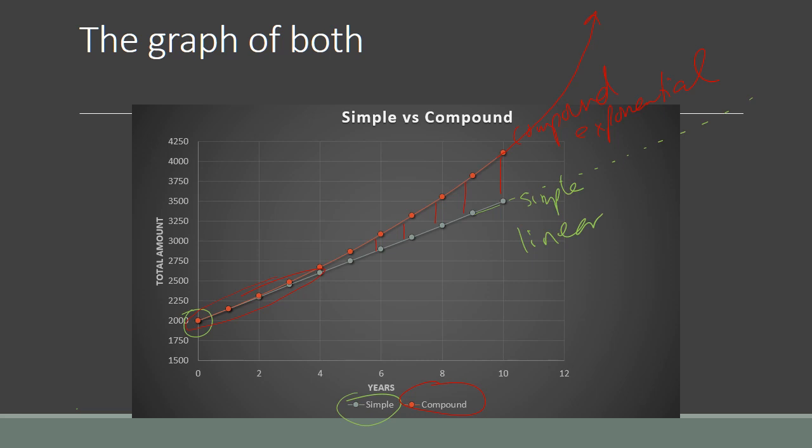So what to take away from this? Simple, linear, you get paid the same amount every single year. Compound, exponential, it's going to keep getting bigger and bigger and bigger. It's eventually going to skyrocket. You're going to see that exponential increase.